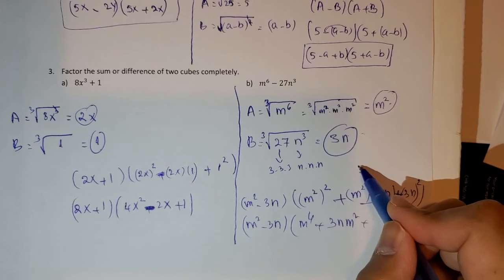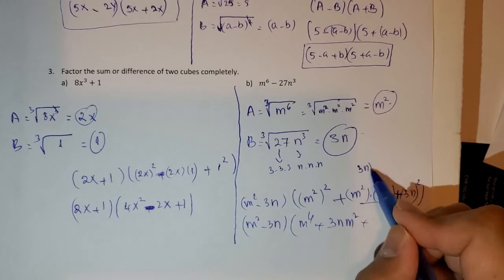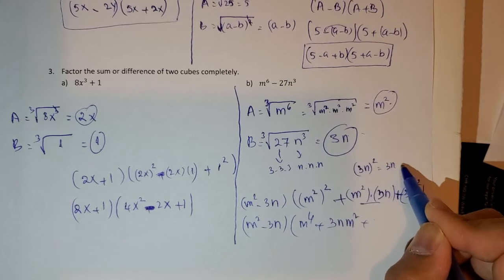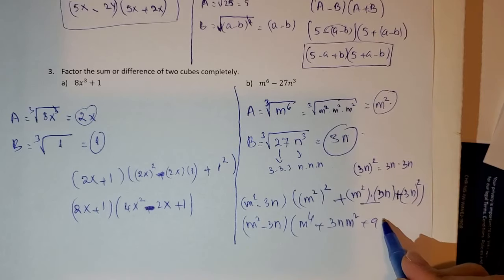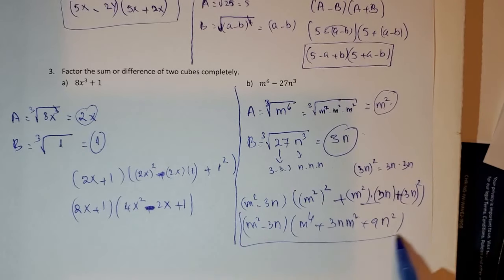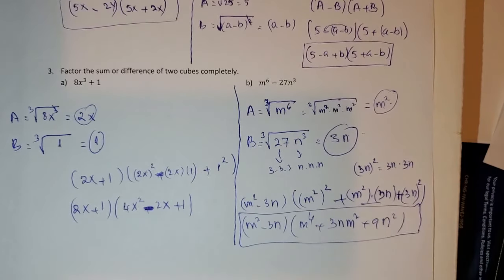So let me write it down here. That is the same thing as 3n times 3n, right? So 3 times 3, which is 9, n times n, which is n squared. So that is your answer, guys. So this is going to be the last problem, okay? And I will see you guys next time, okay?